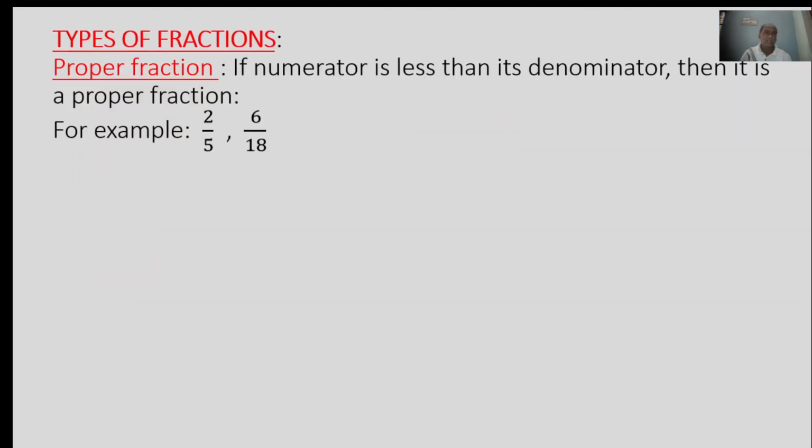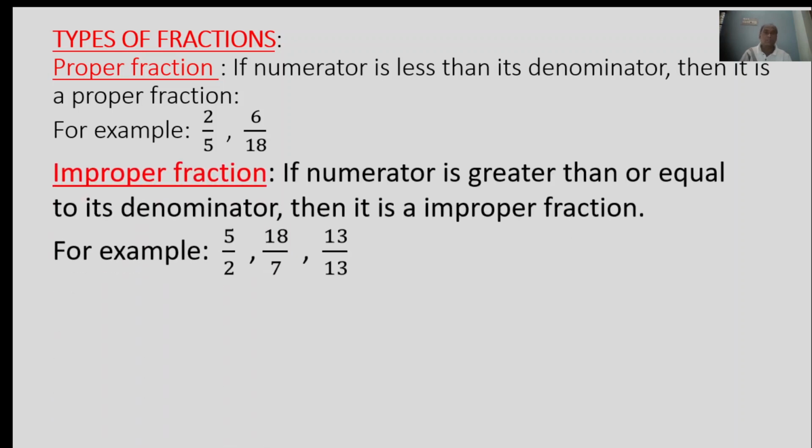Types of fractions. Proper fraction. If the numerator is less than the denominator, then it is a proper fraction. For example, 2 by 5, 6 by 18. The numerator is less, the denominator is big. Now improper fractions. If the numerator is greater than or equal to the denominator, then it is an improper fraction. 5 by 2, 18 by 7, 13 by 13.